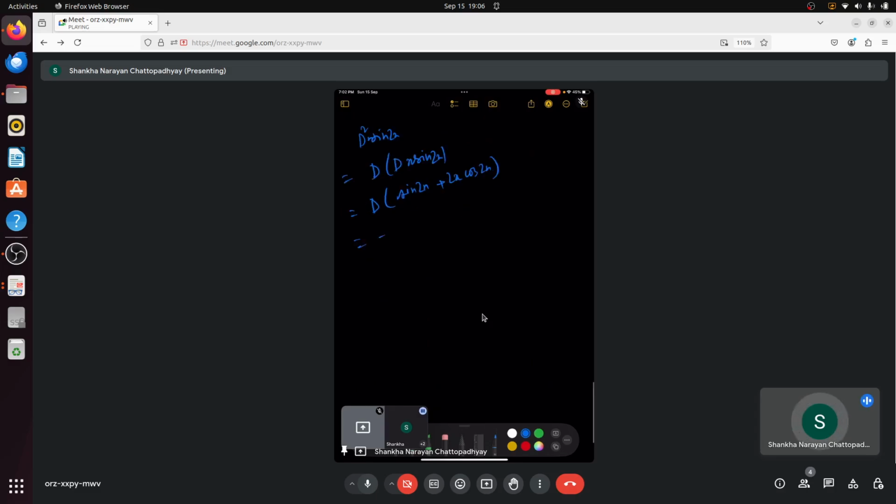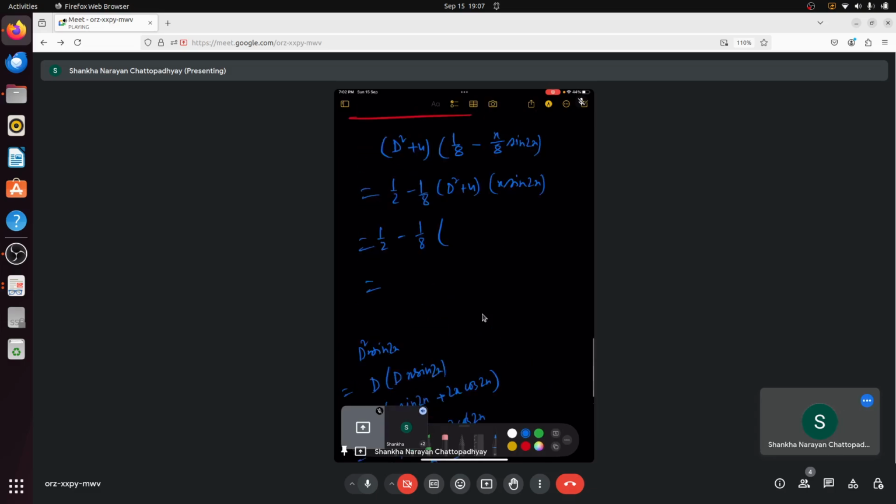next, once again if you apply, minus cos 2x plus 2 cos 2x plus minus 4x sin 2x. This will cancel one another, so that will be minus 4x sin 2x.